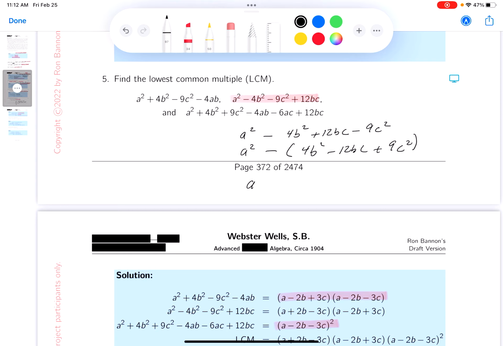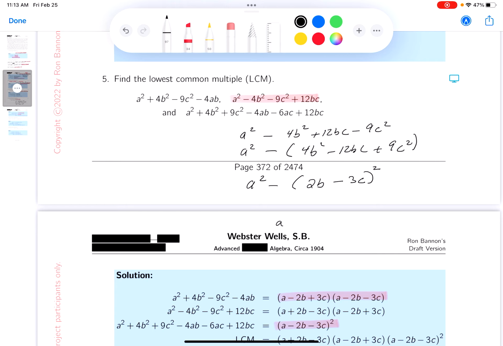I notice that these are perfect squares. What do you get? Well, it's going to be 2b, right? I'm doing a perfect square now. And it's going to be minus 3c quantity squared. That would give me the 4b squared, I'd get minus 12bc, and I would get 9c squared. What am I noticing now? I got the difference of perfect squares.